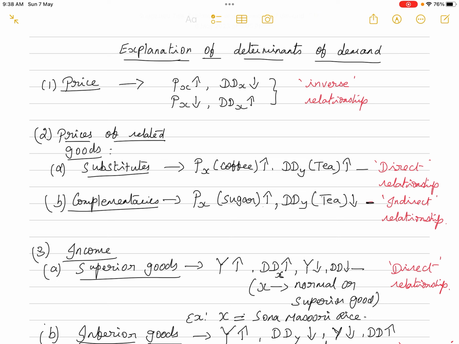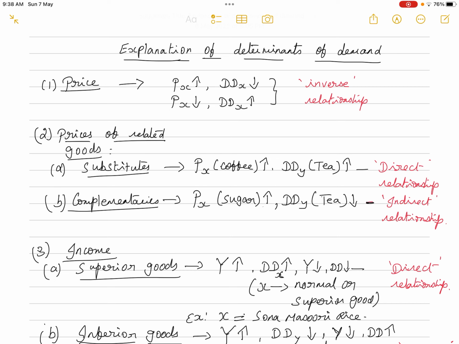First, most important factor is the price. So what is the relationship between the price of a commodity and the demand for a commodity? If the price of the commodity X increases, the demand for the commodity X decreases. If the price of the commodity X decreases, the demand for the commodity X increases.